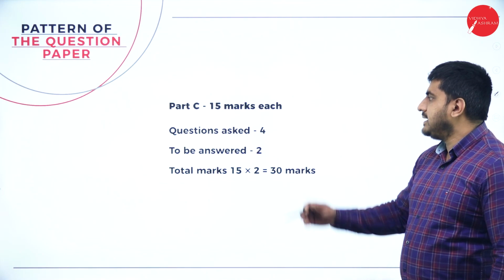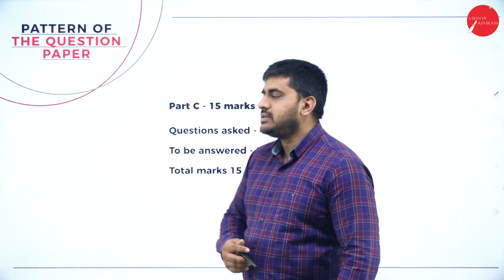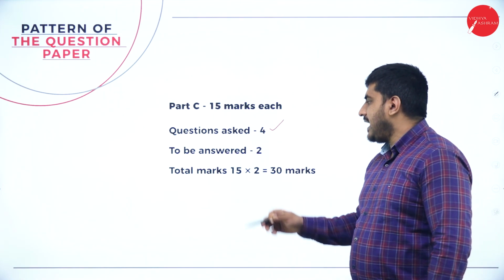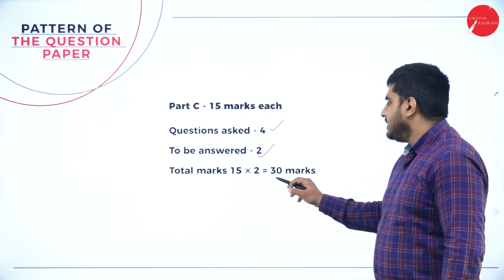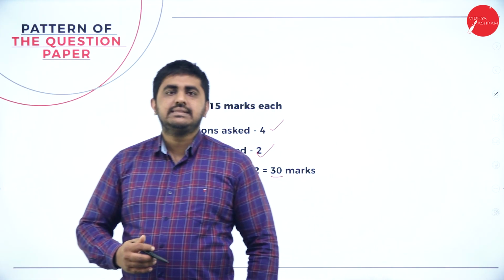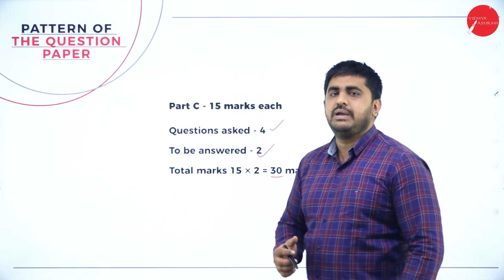Now we go to part C. Each question carries 15 marks. Here 4 questions will be asked. Out of 4 you have to answer any 2. So you are getting 30 marks. In total it is 20 plus 30 plus 30, that is 80 marks. This is the pattern of the question paper.